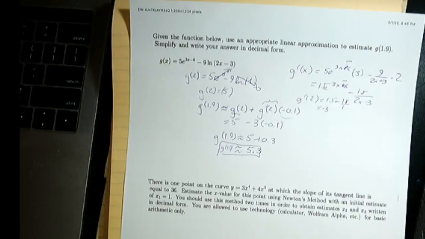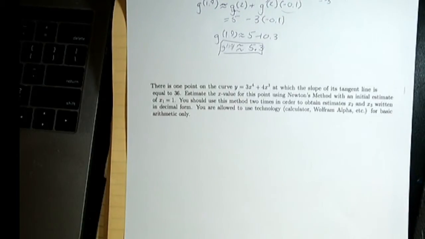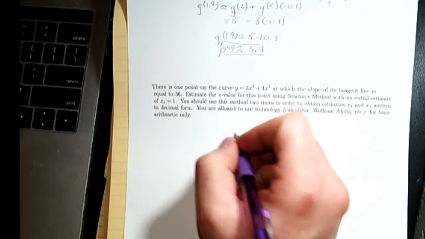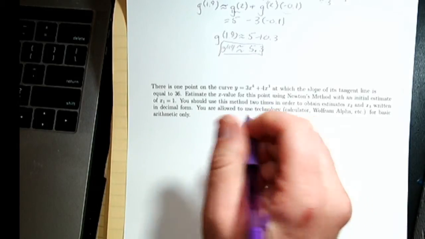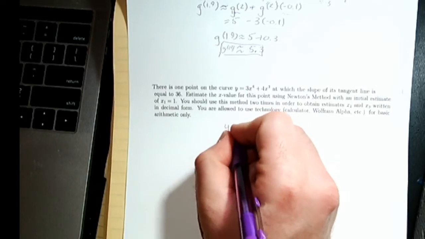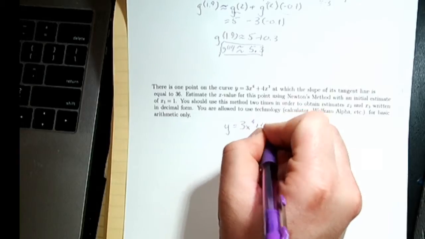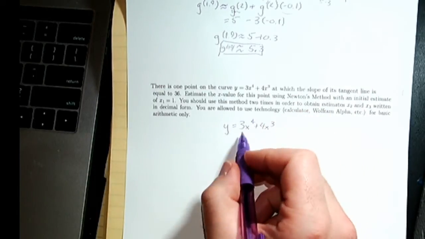It's close. It's not great, but it's close. The second one is something called Newton's method. And this is a way of trying to find the zero of a function, or in this case, the value where a function goes through a point. So we're interested in saying, well, there's one point on the curve y equals 3x to the 4th plus 4x cubed where the slope of the tangent line at the point is equal to 36.